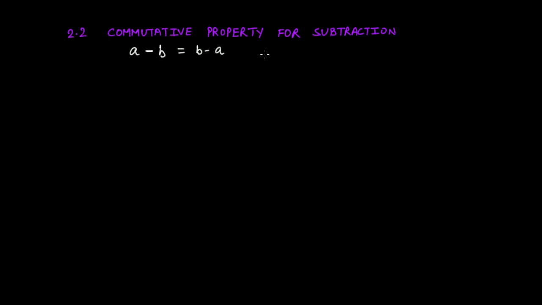So let's see, suppose you have a is equal to 10 and b is equal to 7. If you perform a minus b, you'll get 10 minus 7, and you'll get 3. Now, what about b minus a? If you perform b minus a, then it is 7 minus 10. What will you get here? You'll get minus 3.